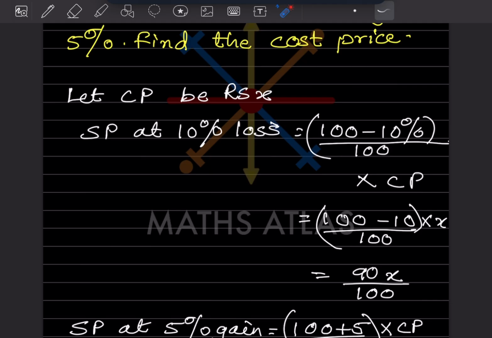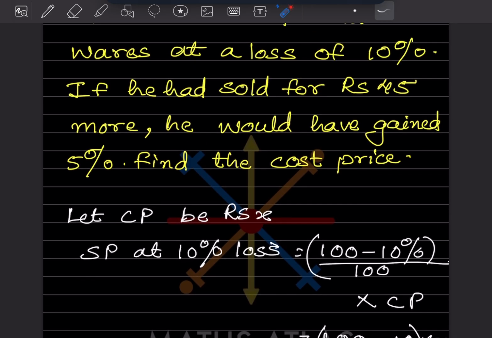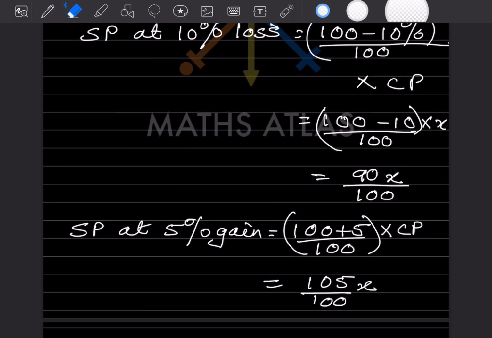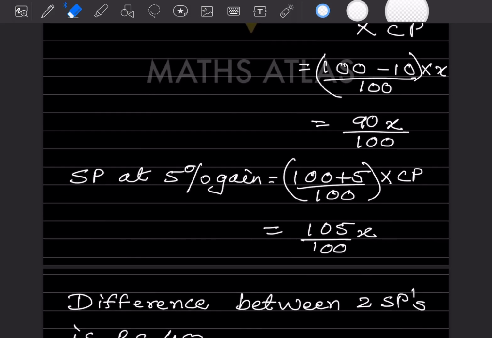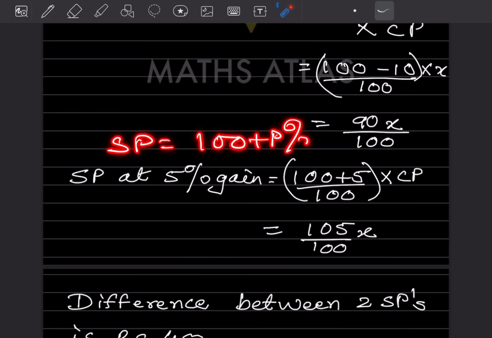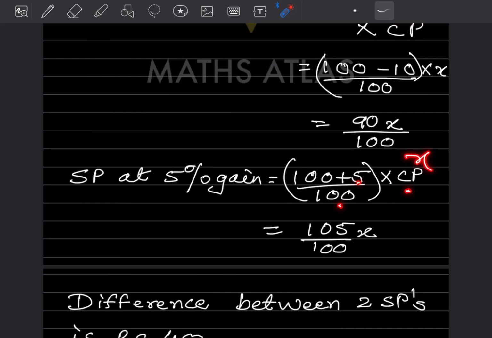Now the selling price at 5% gain, because he would have gained 5%. So we are going to use the formula: selling price is 100 plus profit percentage by 100 into cost price. You can also put one step here. The profit is given as 5%, so 5 divided by 100 into the cost price x. So that will be 105x by 100.